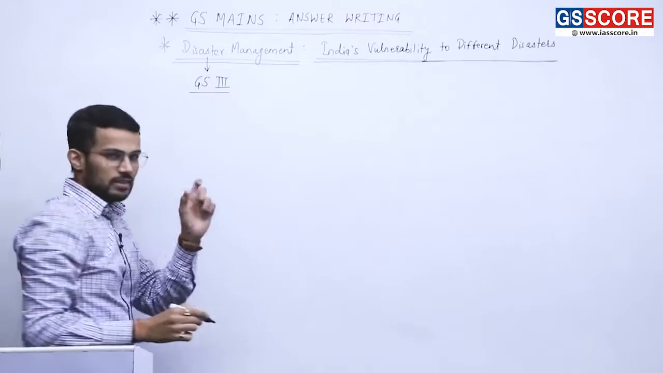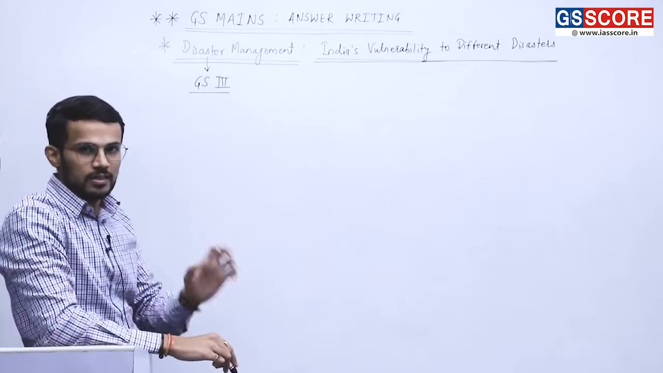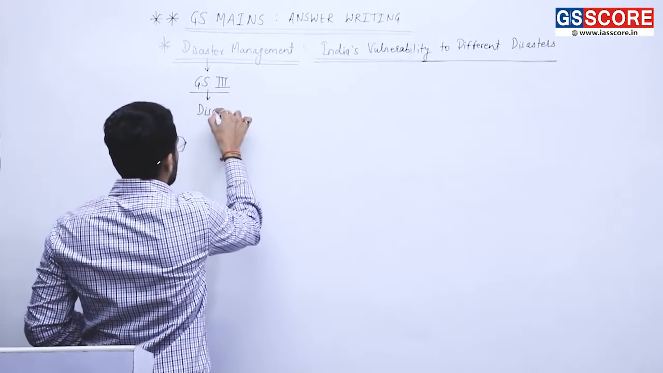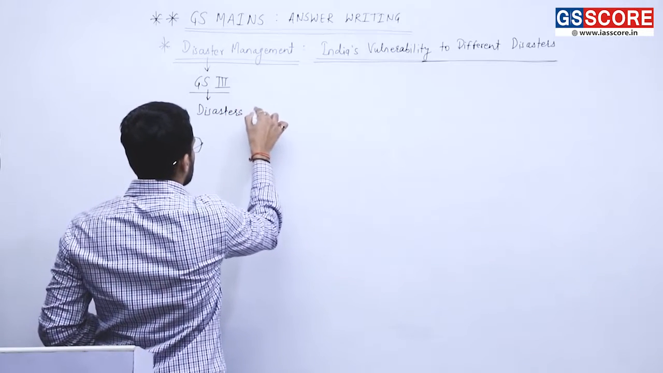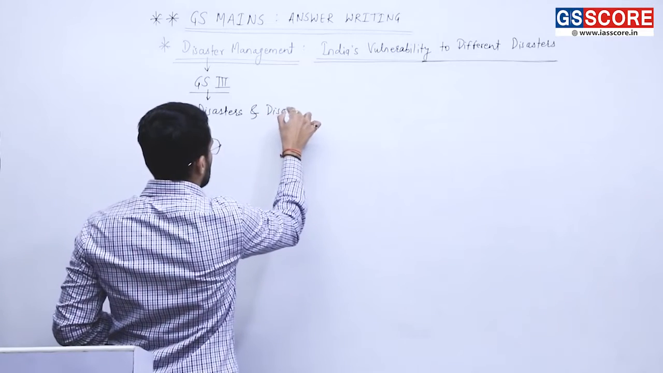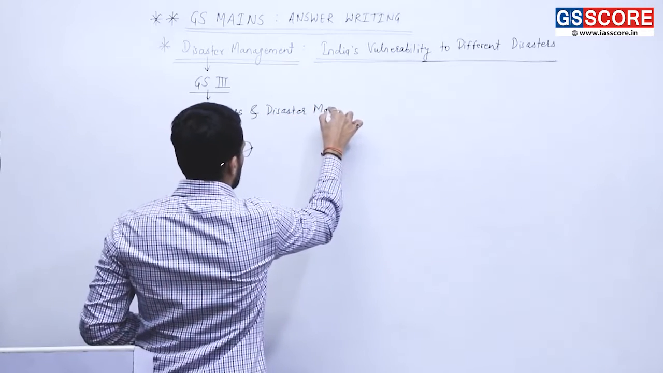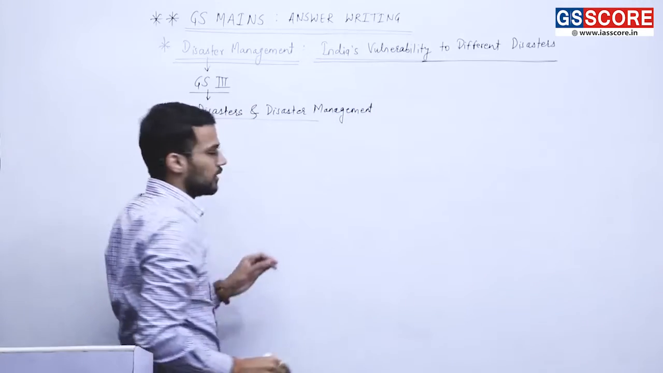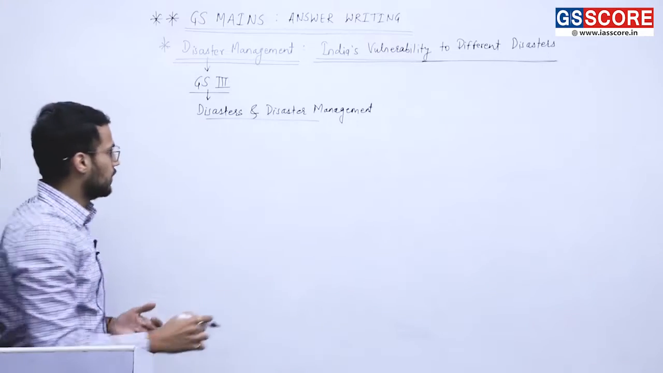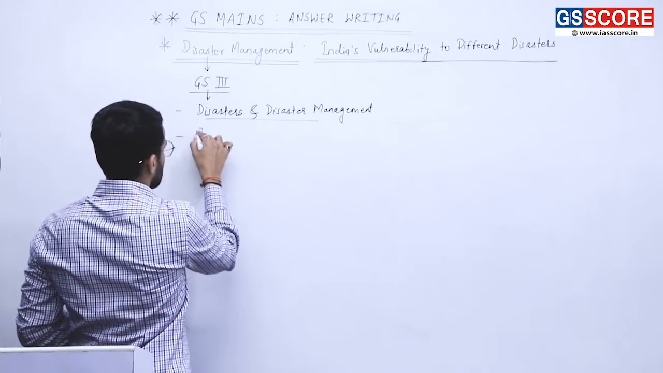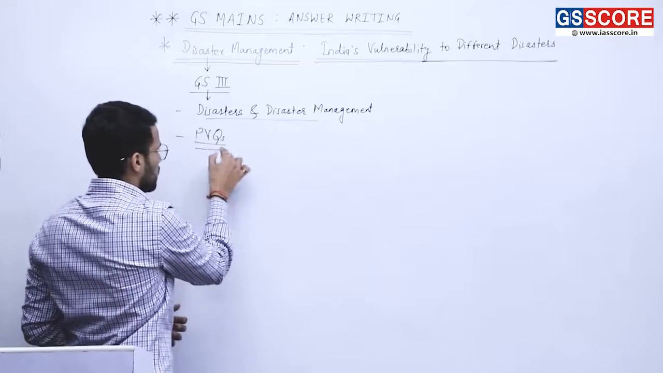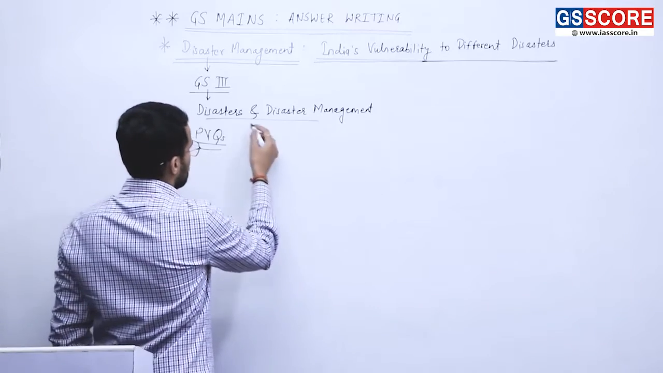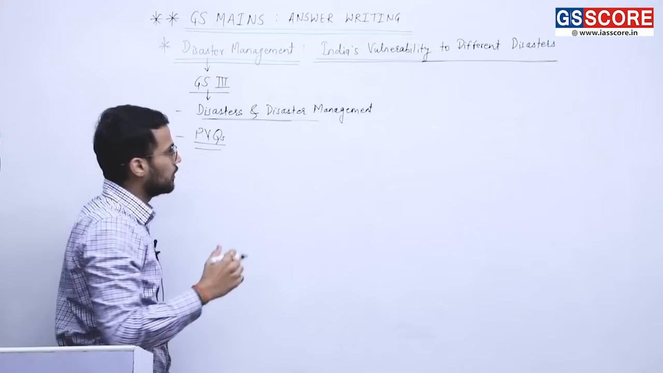And if you see the syllabus, they have mentioned disasters and disaster management, right? The syllabus only mentions disasters and disaster management, so this does not give us a good idea about what exactly we are supposed to study under disaster management. That's why one must go through previous year questions.